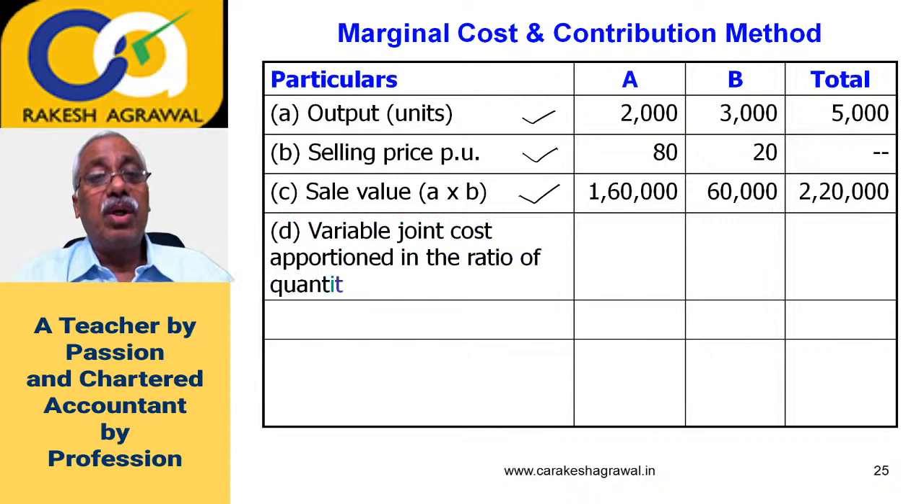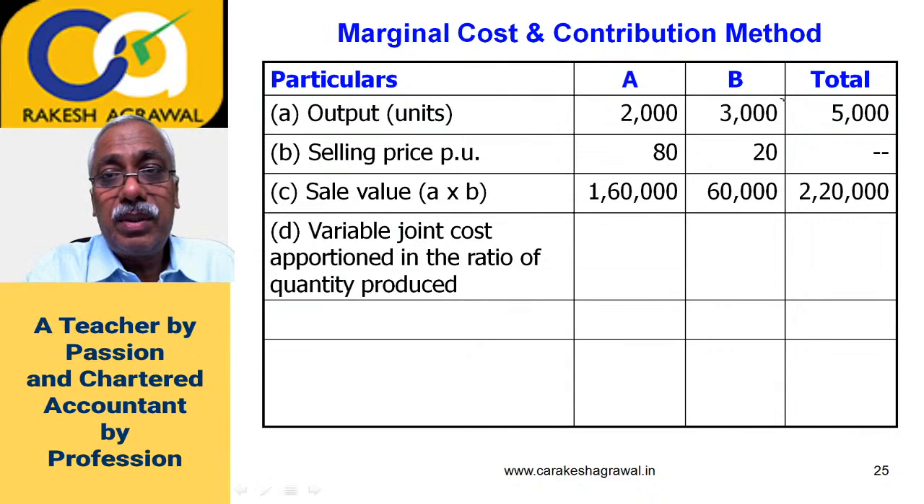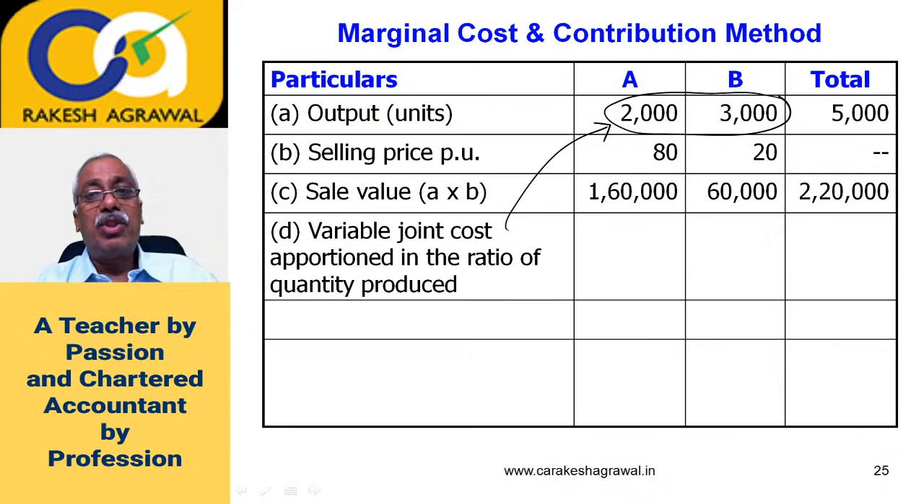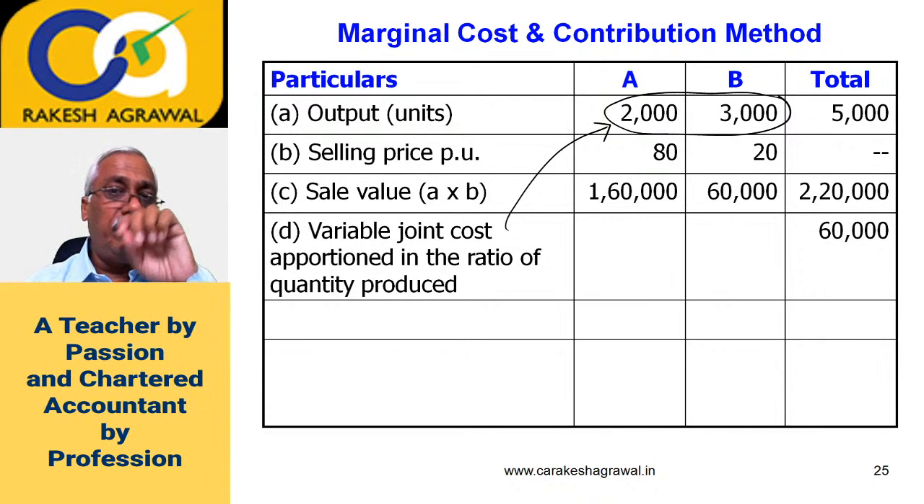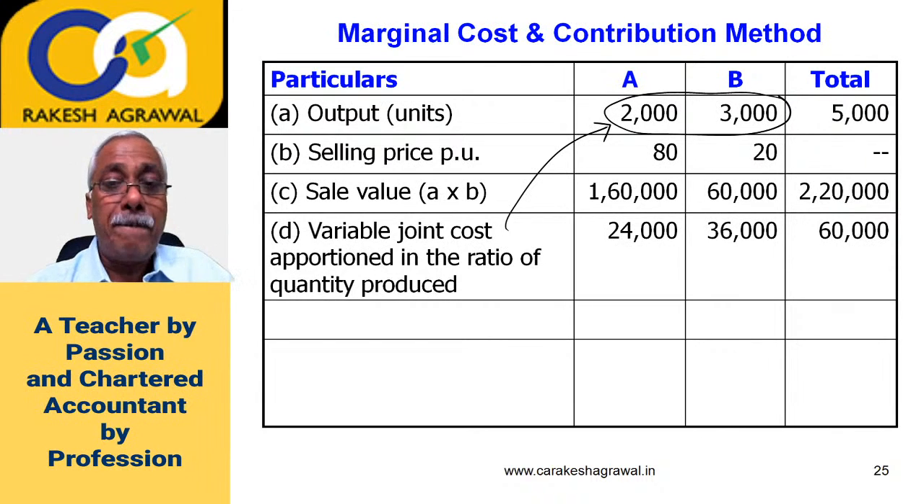So variable joint cost is apportioned in the ratio of quantity produced. And what is the quantity produced? Quantity is produced in the ratio 2:3. So this variable cost will be apportioned in the ratio 2:3. Now I am assuming variable joint cost as 60,000. This 60,000 will apportion in the ratio 2:3. So it will be 24,000 and 36,000. You can try in the ratio 2:3.